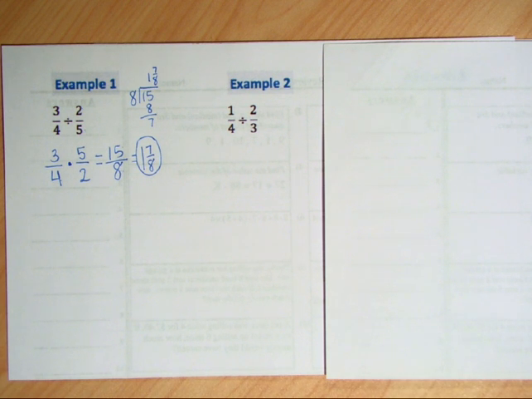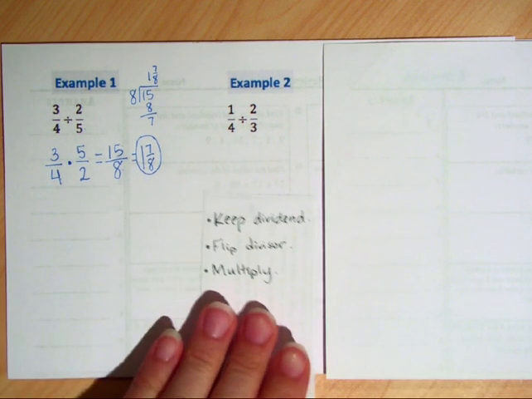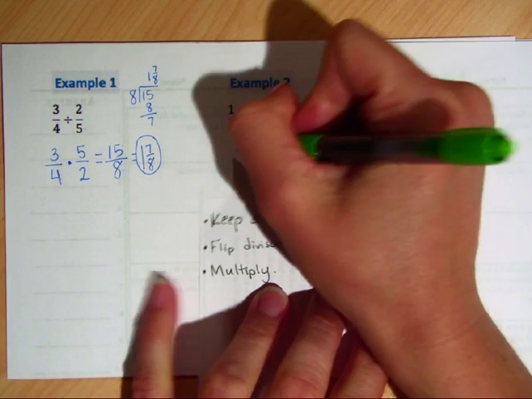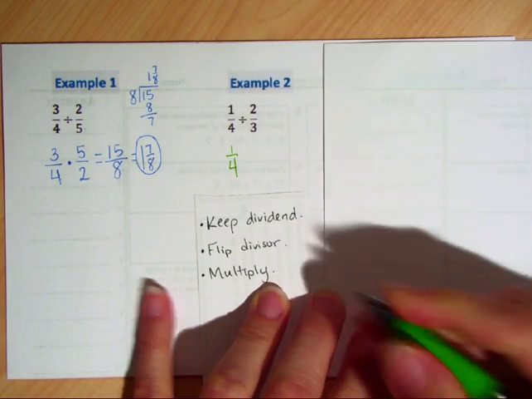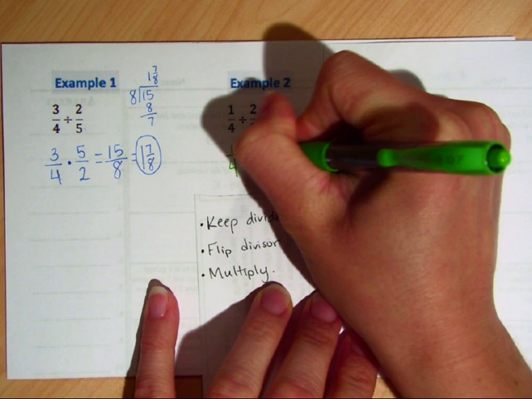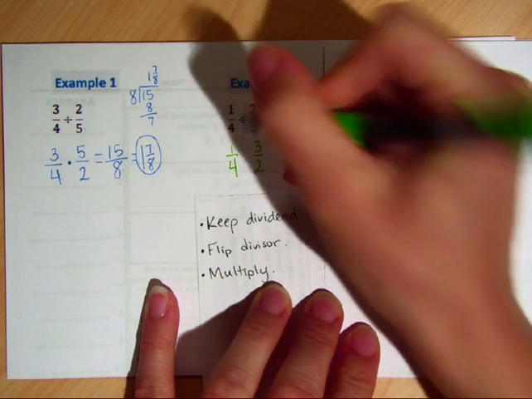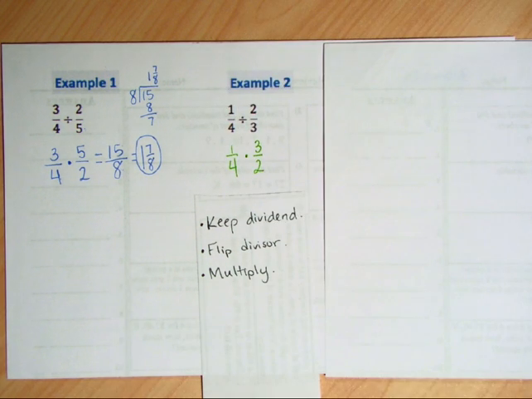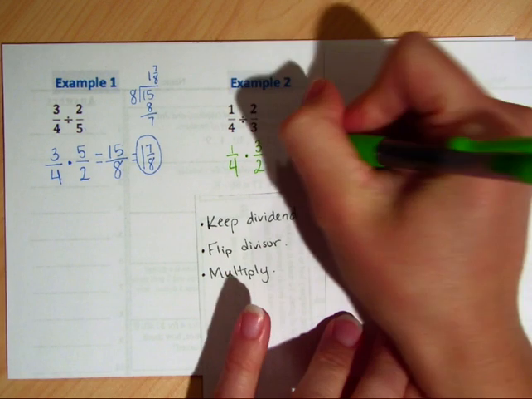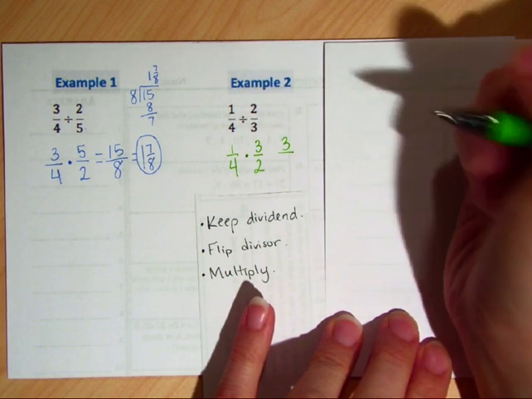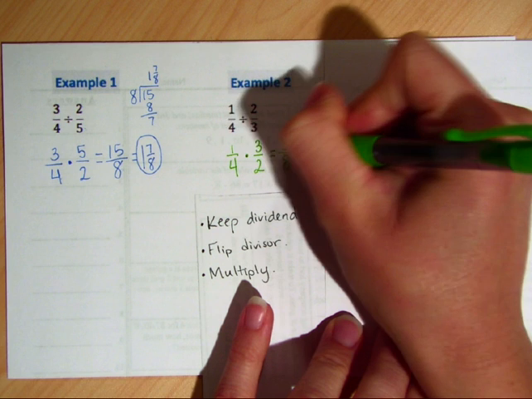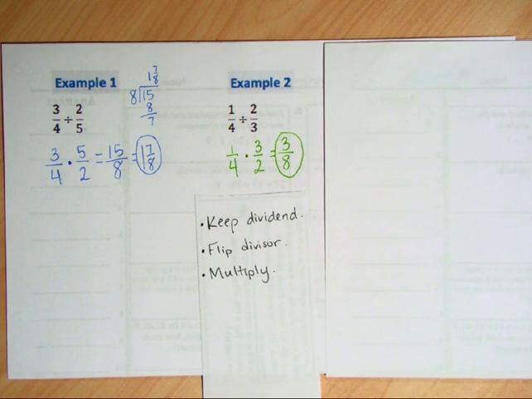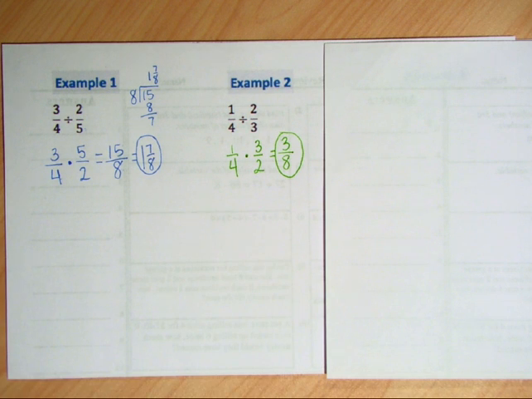All right, same idea. I'll put my steps down here. Keep the dividend. Flip the divisor. Multiply. 1 times 3 is 3. 4 times 2 is 8. We're done. Oh my, that was so much easier.